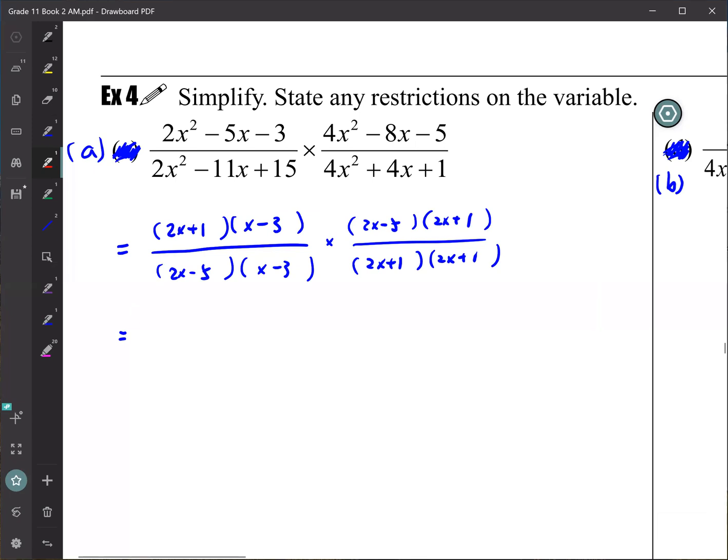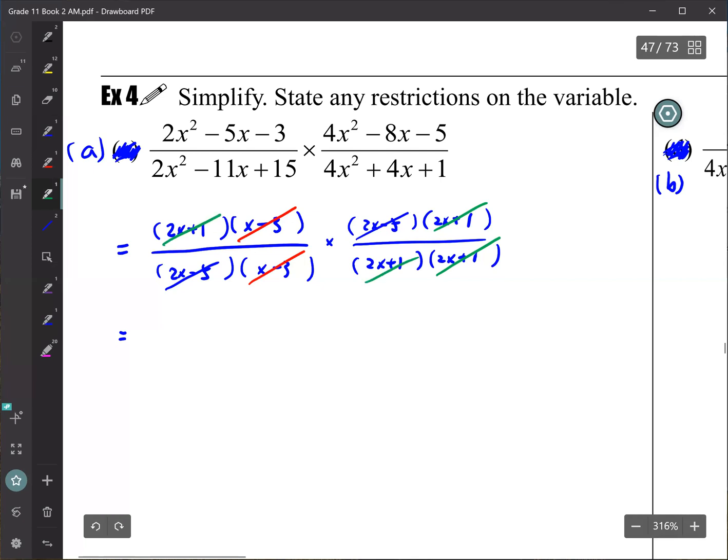For example, x minus 3 cancels out. 2x plus 1 is gone. We also have 2x minus 5. Looks like everything's gone, huh? So if everything's gone, what do we write as the answer? Nathan, what do you think? What do we put as the final answer? 1. Yes, very good.